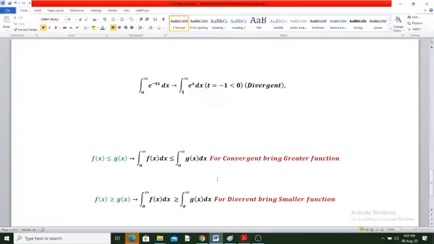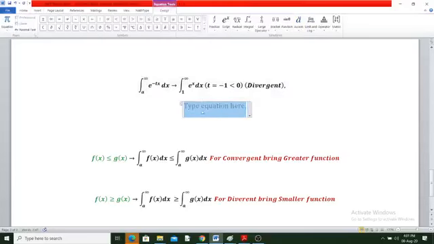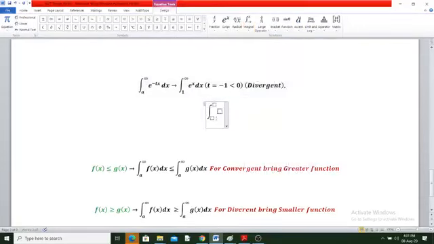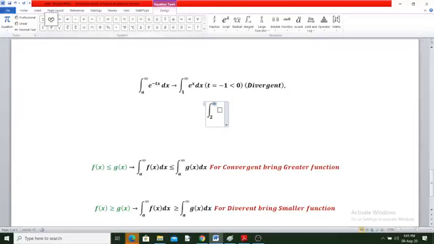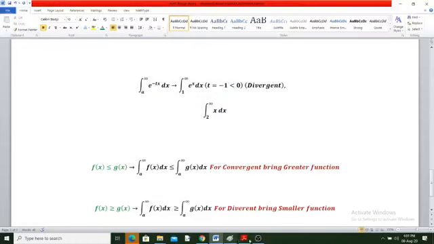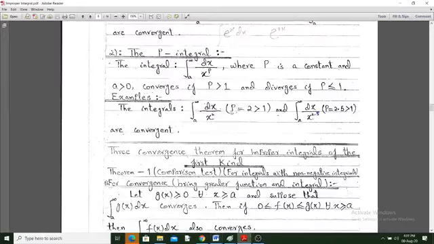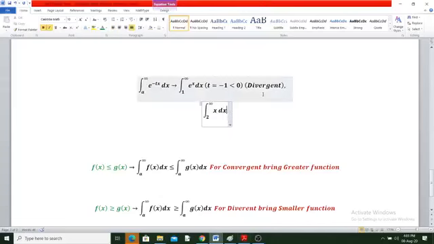If we have this integral, for example, the integral from 2 to infinity of x dx, is it convergent or divergent? If we compare this integral to the standard p integral, here p is minus 1, so p is equal to minus 1. This means this integral is divergent.